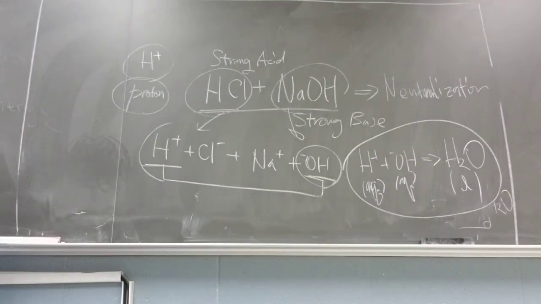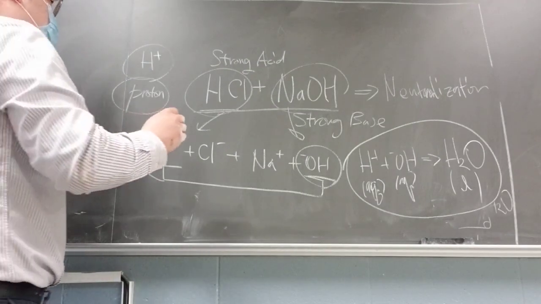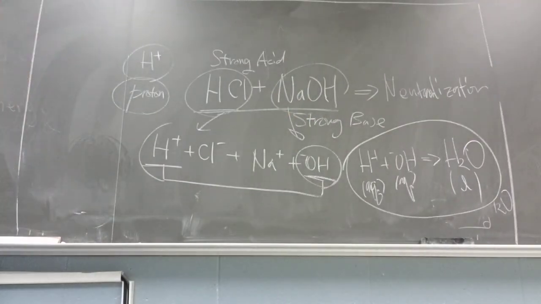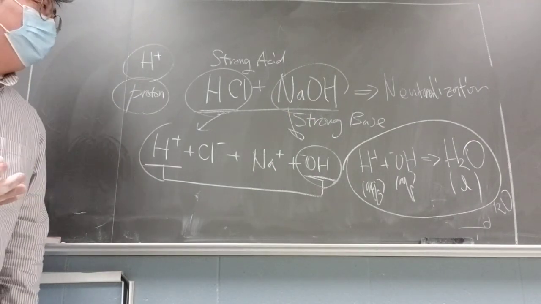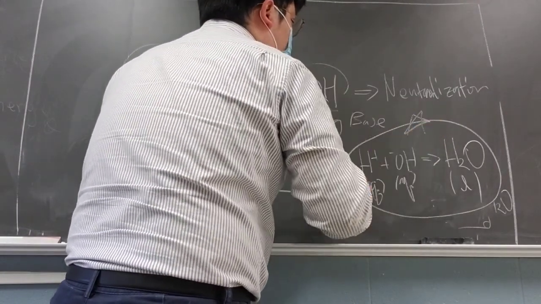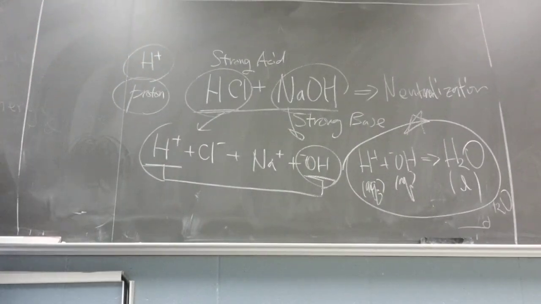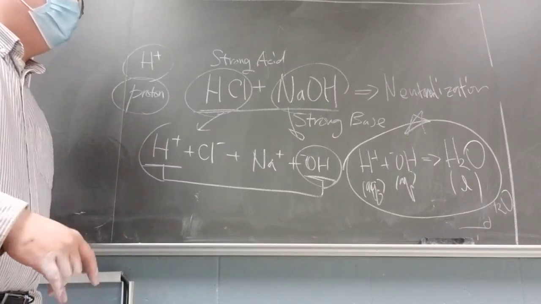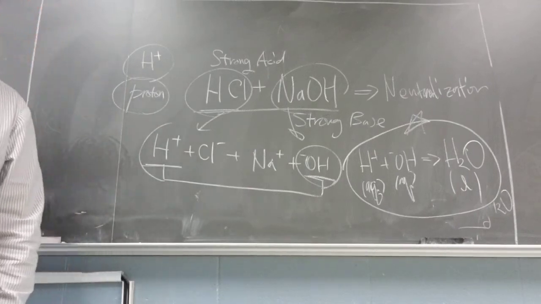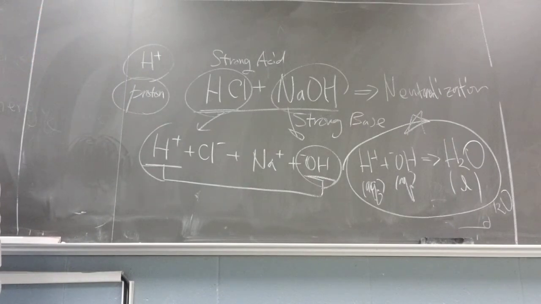It doesn't matter if you mix hydrochloric acid with potassium hydroxide, or some other strong base, it will still be this. This is our net ionic equation for neutralization. So hydrogen cation plus OH minus will become water. Later you're going to learn about the Lewis and Brønsted-Lowry definitions, and the hydrogen cation and Lewis acid-base. But for the final exam, this is good.